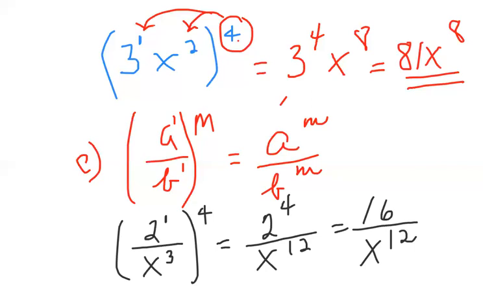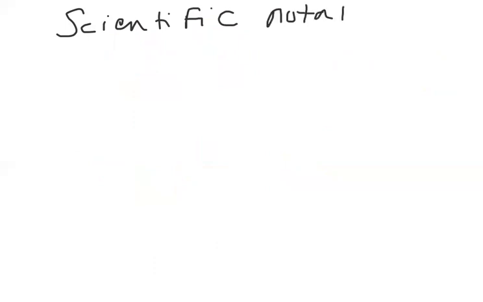So right now, I am going to transition over to scientific notation, where we are going to apply some of these rules of exponents, okay? For scientific notation, this is where you're writing extremely large or very small numbers as multiples of base 10.